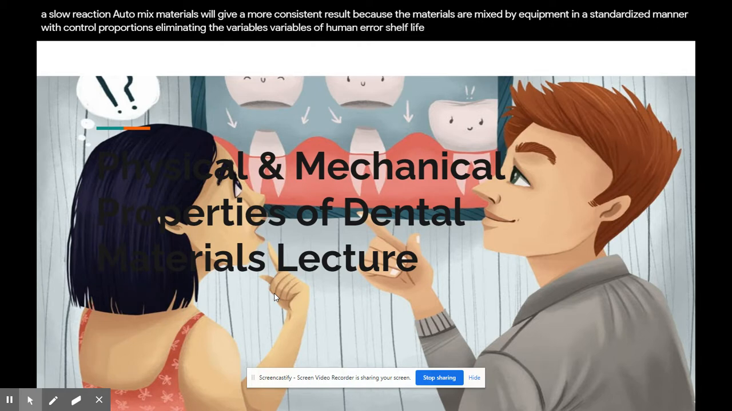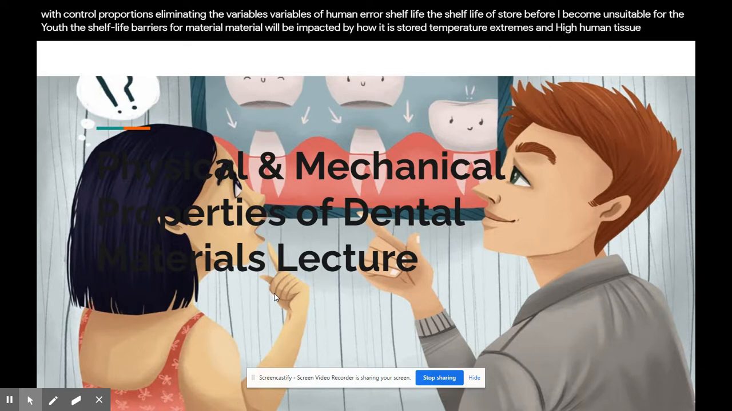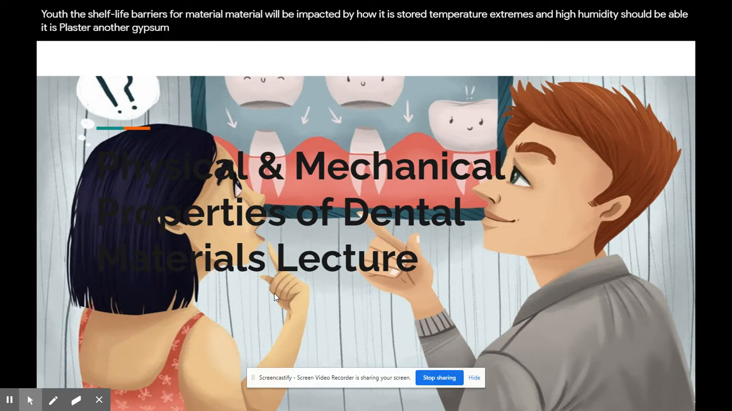Shelf life. The shelf life of a material refers to the length of time a material can be stored before it becomes unsuitable for use. The shelf life varies from material to material and will be impacted by how it is stored. Temperature extremes and high humidity should be avoided. Plaster and other gypsum products will begin to deteriorate if exposed to high humidity.